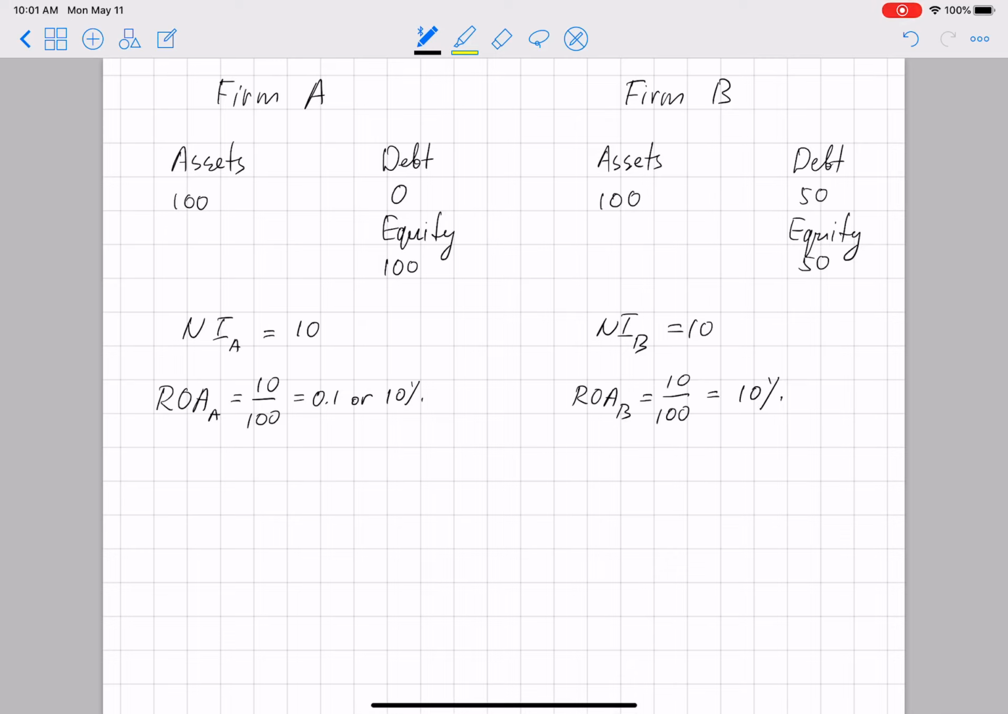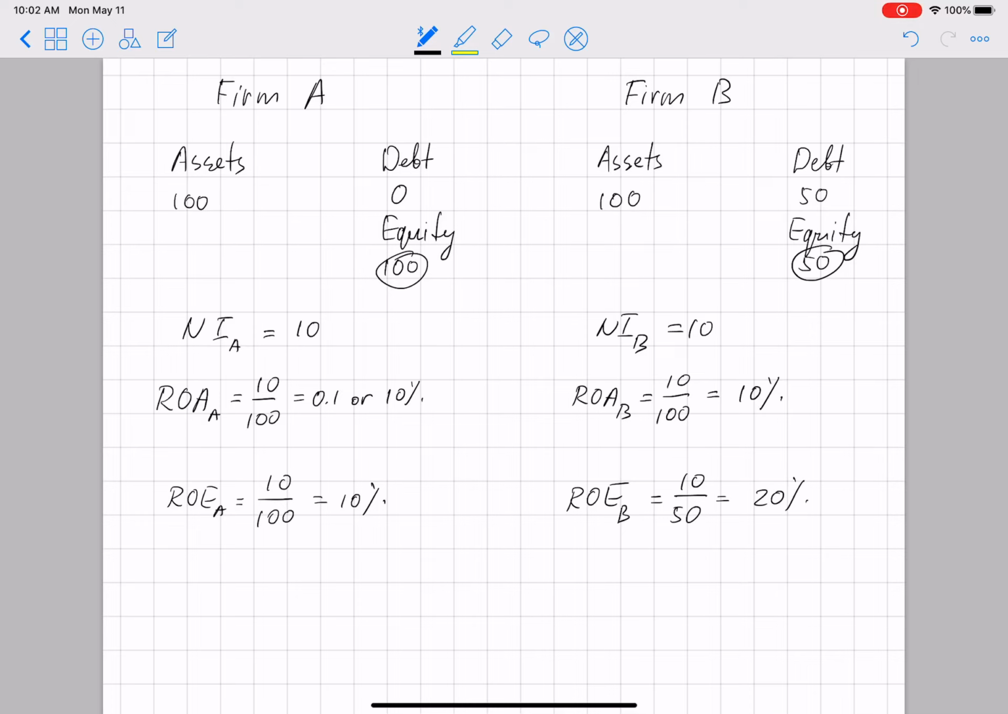But here's where the debt becomes important. For firm A, ROE is still 10 divided by 100 because the equity is $100. It's the same as assets. There is no debt. As a result, it's also equal to 10%, just like ROA. However, for firm B, ROE B is equal to 10 divided by 50, because equity is much smaller for firm B. So what happens is suddenly ROE is 20%.